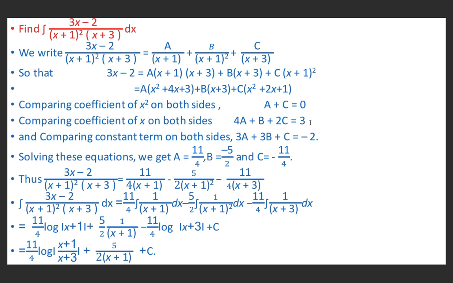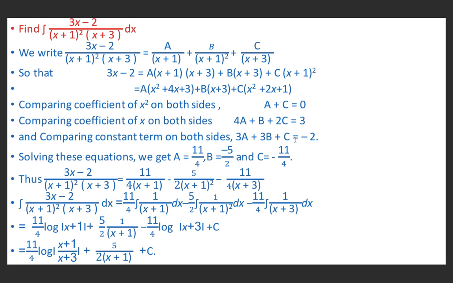Now we will compare the constant terms. Here the constant term is minus 2. Here the constant term is 3 into a, 3a. Here the constant term is 3 into b, 3b. Here the constant term is 1 into c.